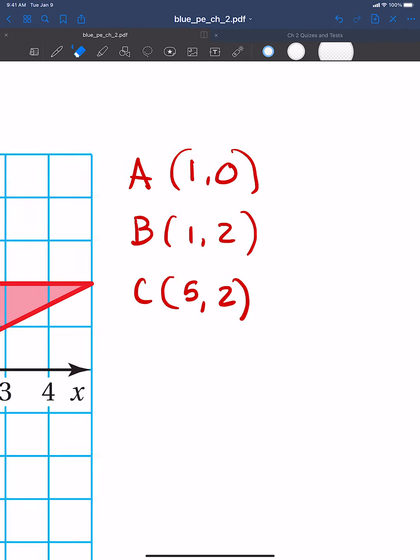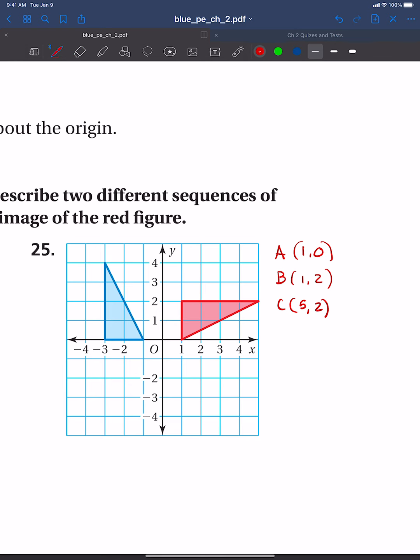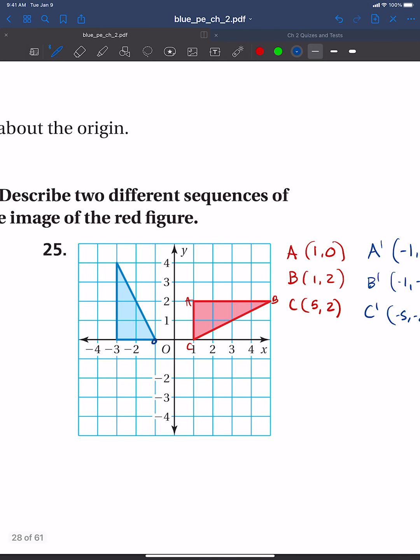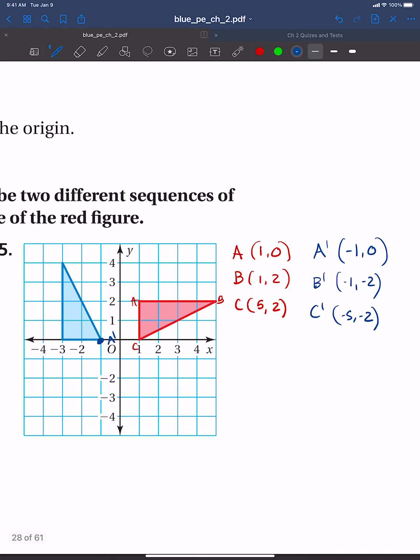Okay, so that was my originals, right? A, B, and C. Let's try my 180 switch. I'm just curious what would happen. So remember, 180 just says that they turn to their opposites. They don't swap places. Let's see, A prime would be -1, 0. So A prime would be here. B prime is -1, -2.